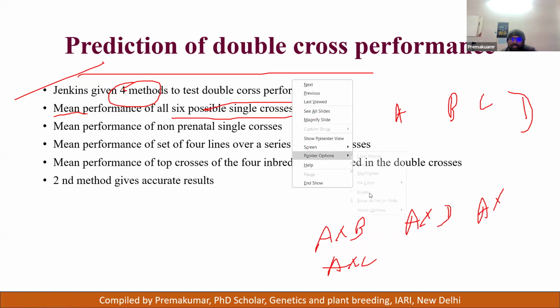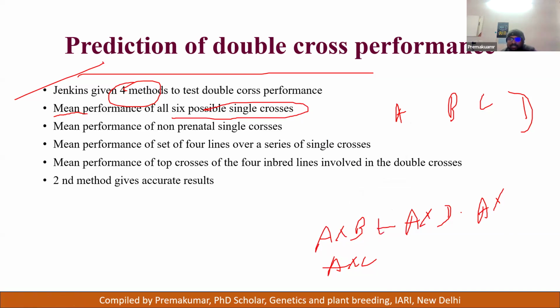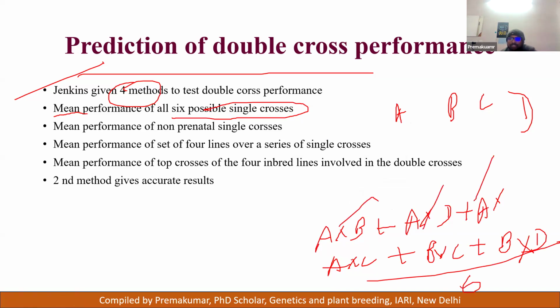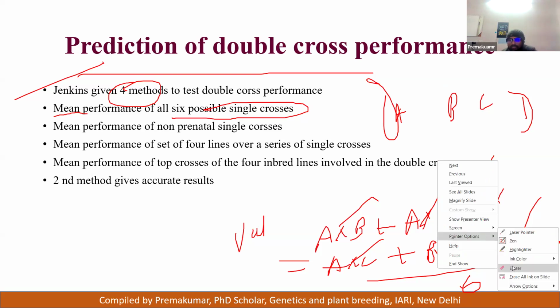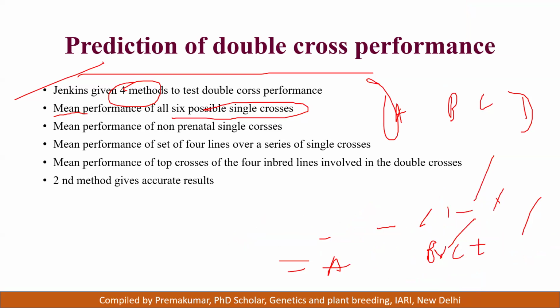The formula will be: A into B plus A into C plus A into D plus B into C plus B into D plus C into D, divided by 6. Just take the performance of these possible crosses, then divide by 6. The value you get is the predicted performance of your double cross if you are using these four inbreds. Understood this method? Yes, sir.